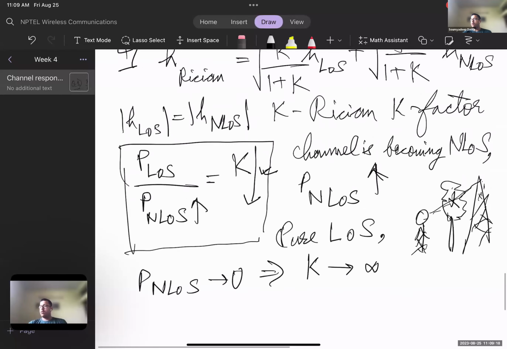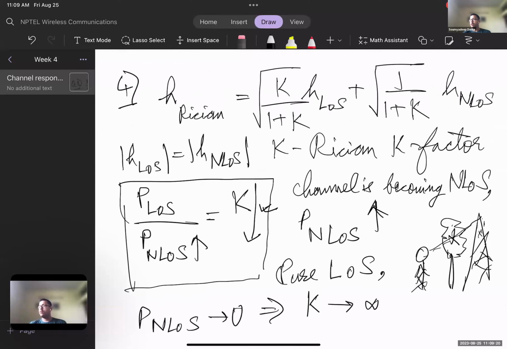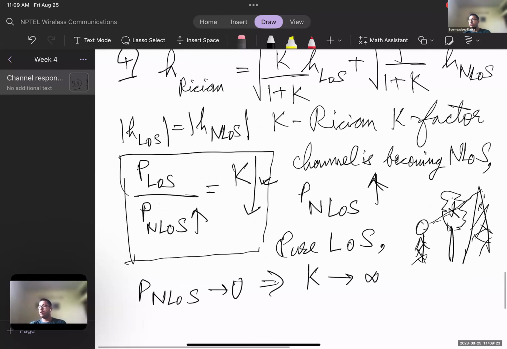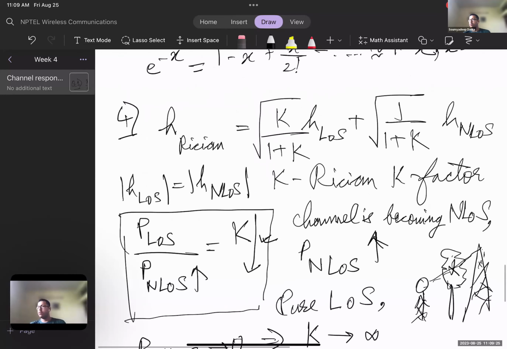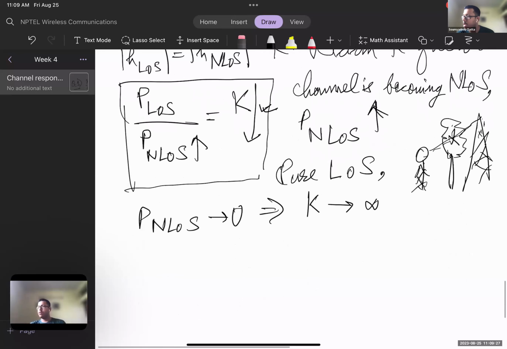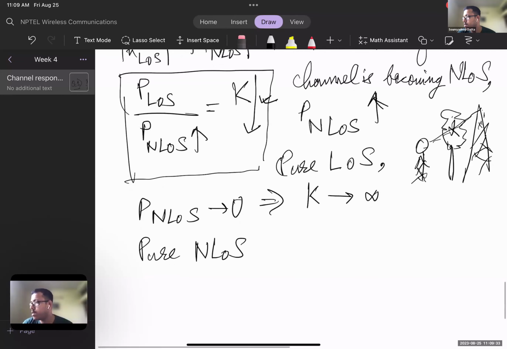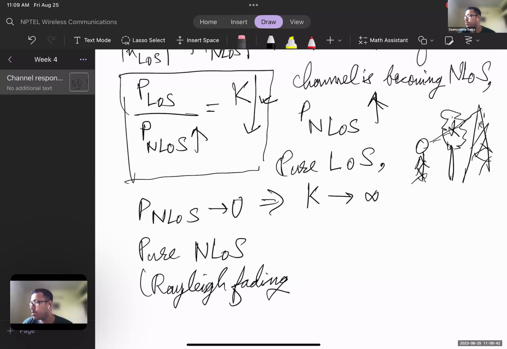So this is the generalized form of fading. And if you want a pure NLOS channel, this essentially becomes a Rayleigh fading channel. Rayleigh fading distribution is designed for predominantly or pure NLOS channels.